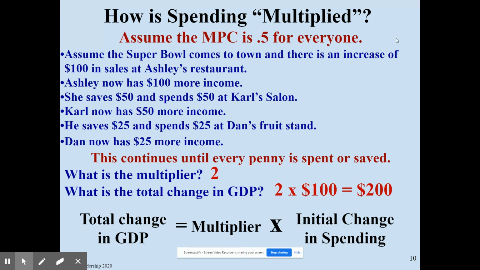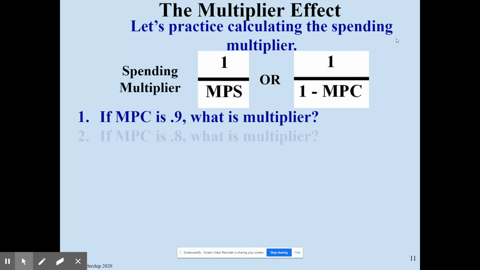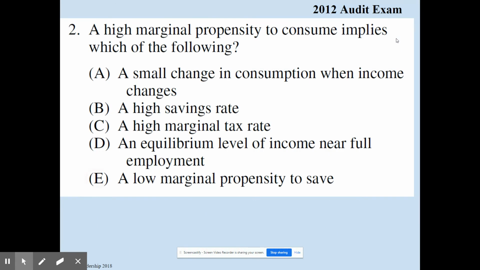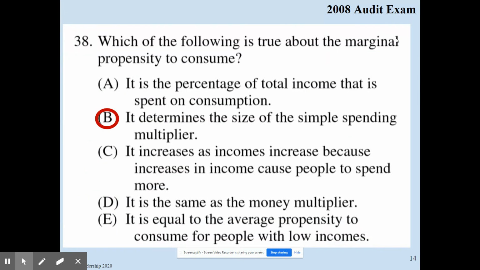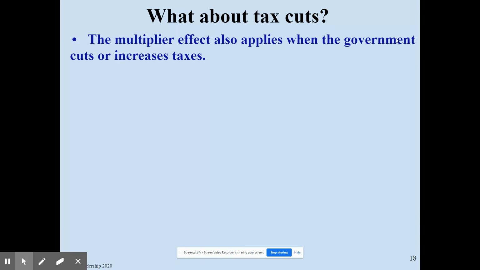This continues until every penny is spent or saved. What's the multiplier? 2. What is the total change in GDP? 2 times the initial $100, which equals $200. Remember, the total change in GDP is the multiplier times the initial change in spending. We have some practice problems. You review these on your own.